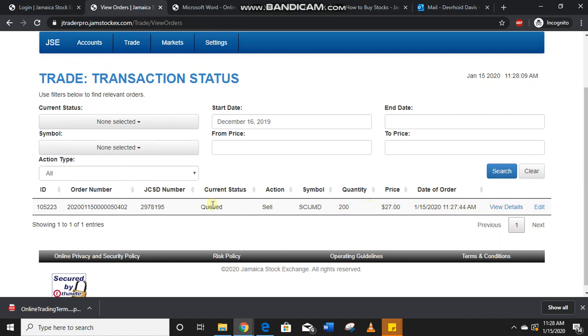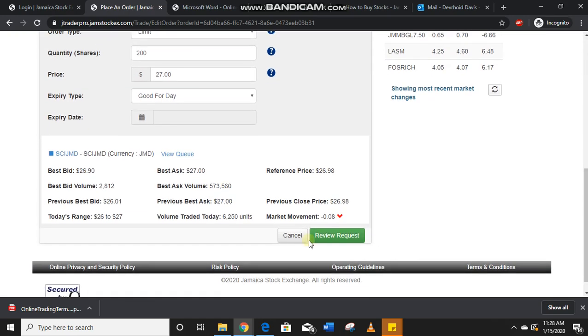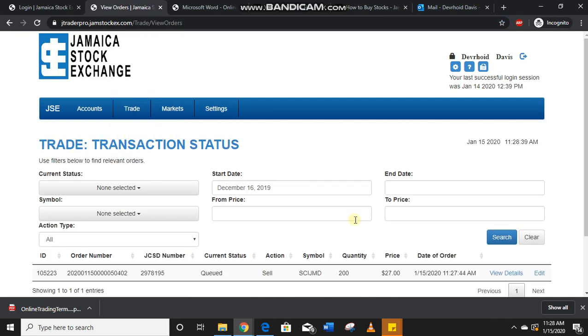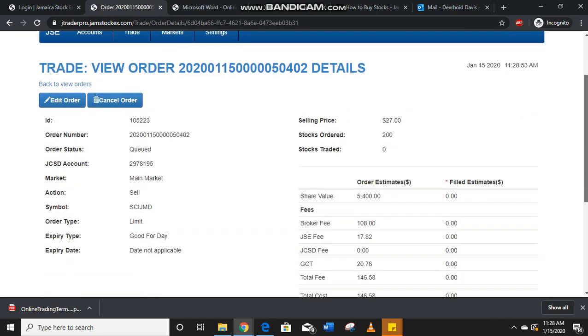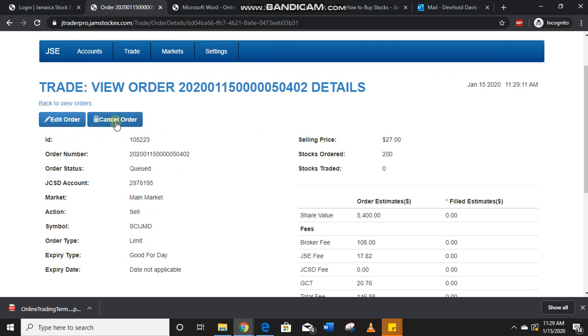And here is my request. You can see that it is queued. And if I wish, I could edit the order here to cancel it, which is what I'm going to do. So, given that I've cancelled that order, if I were to click on trade and click view orders, you can see that it is queued. Click on view details. I can see the details of the order here. And if I wish to cancel the order, this is where I would have to do it. I could also edit the order here. Now, because I'm not really looking to sell my Sygnus shares, I'm going to cancel this order.